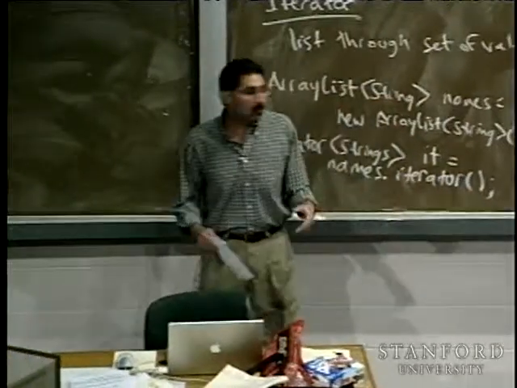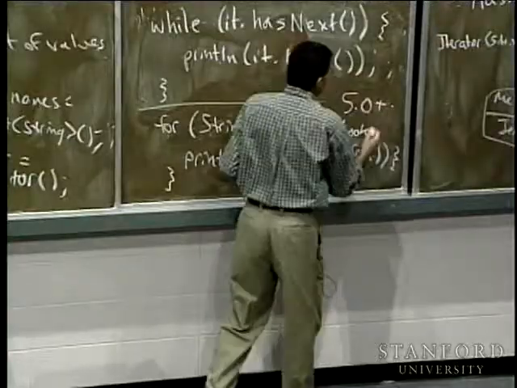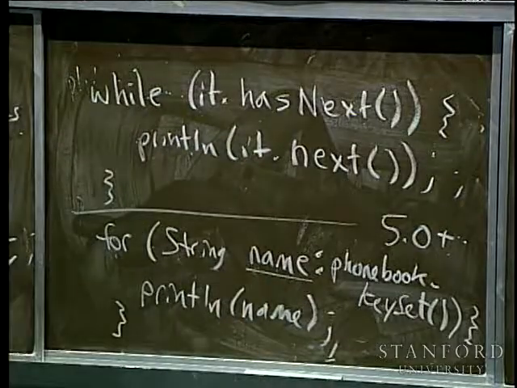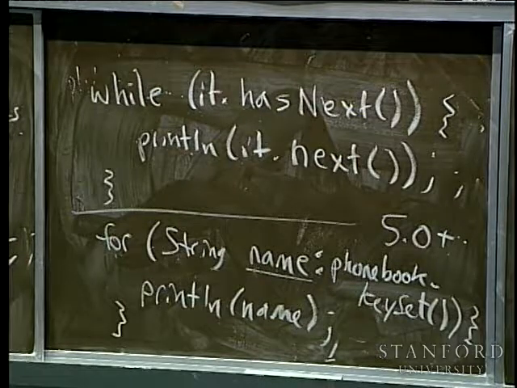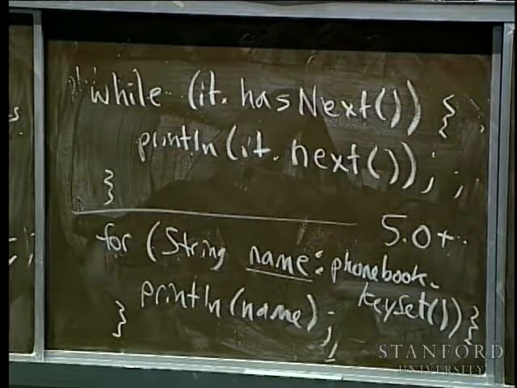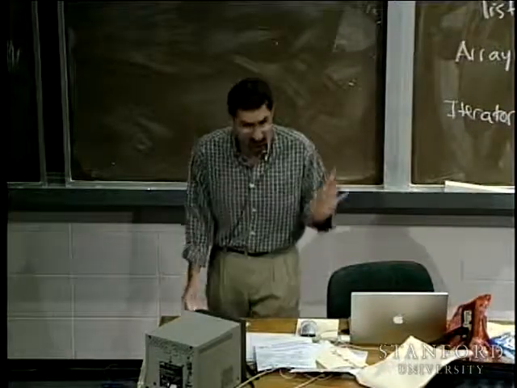Okay? And this only exists in Java 5.0 or later. And sometimes people refer to this as the for each construct. Okay? But the name's not as important as just understanding the syntax. And if you try to do it with something from Java in an earlier version than 5.0, it just doesn't work. Okay? So any questions about that?